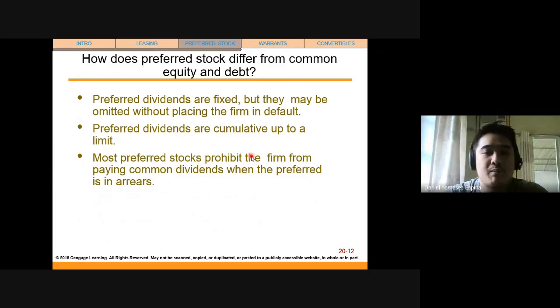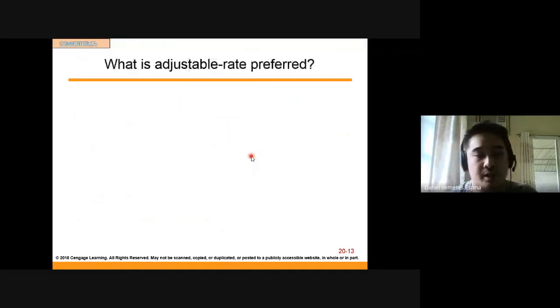Most preferred stocks prohibit the firm from paying common dividends when the preferred is in arrears. So we prioritize paying the preferred stock dividends over the common stocks. Especially if there are arrears in the preferred dividends, we will pay the arrears first before we can pay the common stock dividends.